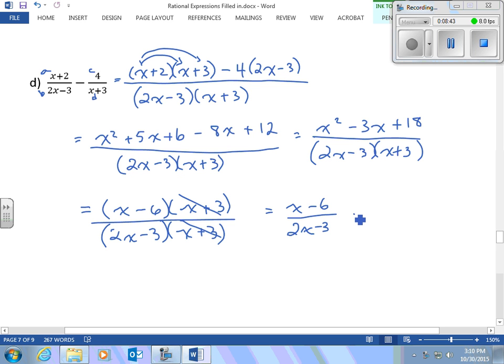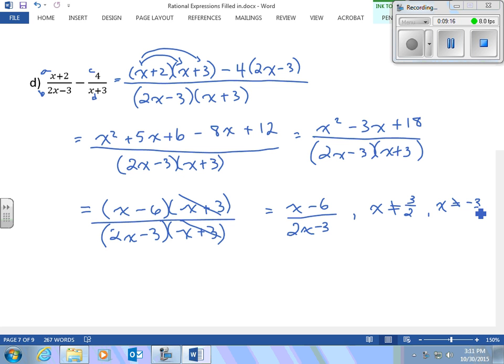And let's look at our denominator before we simplify it and decide what are the values of x that need to be excluded. If I look at 2x minus 3, I can see that x cannot be equal to 3/2. And if I look at the x plus 3, I can see that x cannot be equal to negative 3. And that subtraction question is finished.